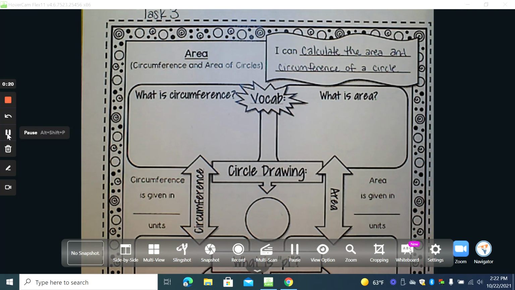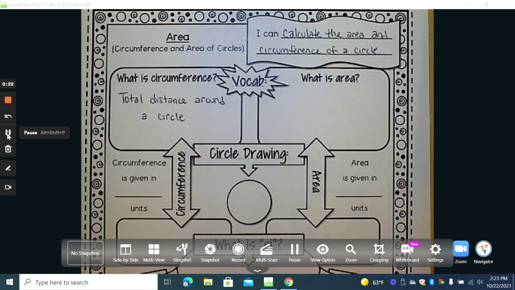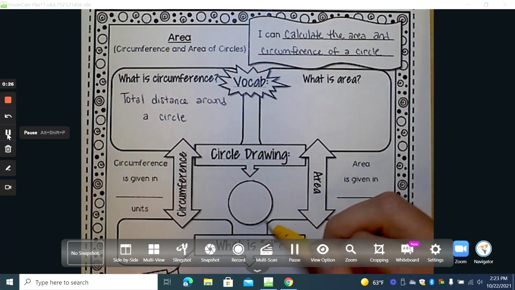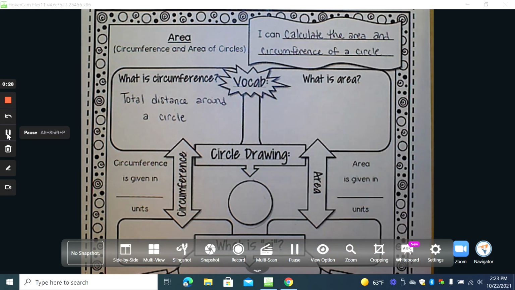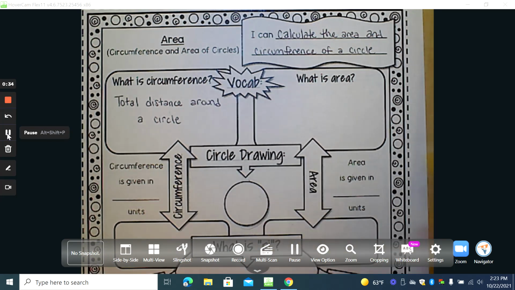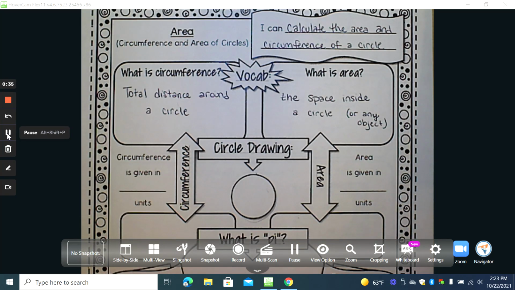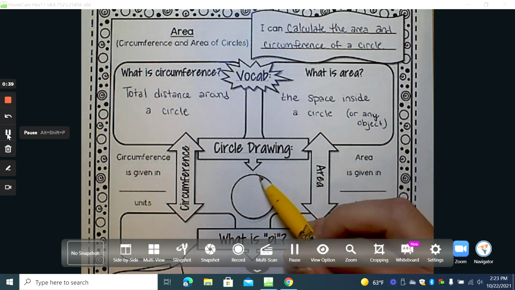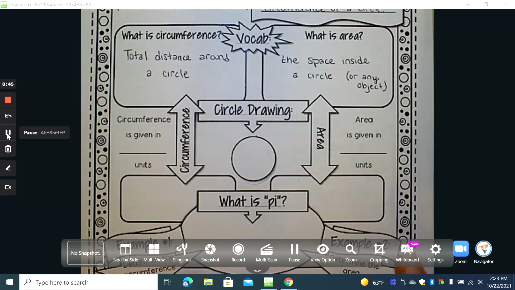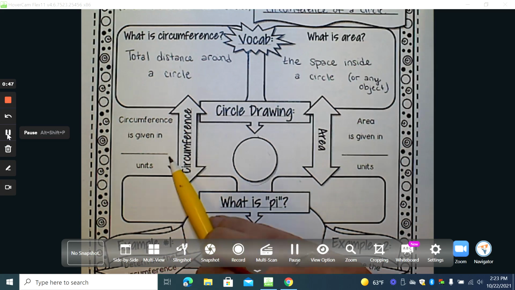So circumference is essentially the total distance around a circle. It's as if I were walking around a circle, what's the distance I would make as I make that complete circle. Whereas area is essentially the space inside a circle, or really any object. So my space inside is area, my distance outside is circumference. And this changes how I solve things and, of course, how the units are given.